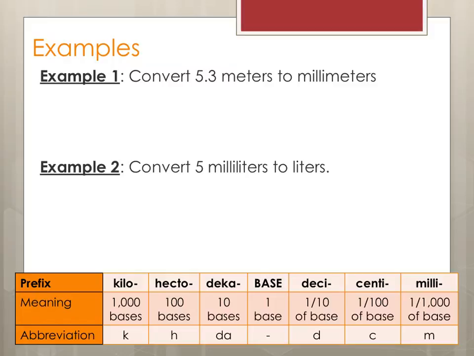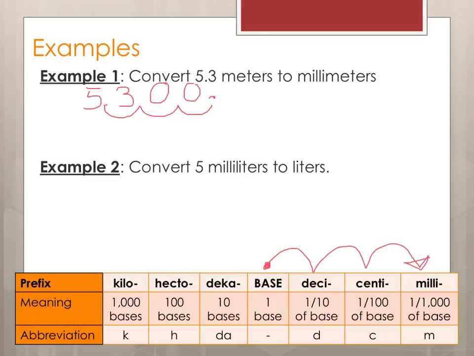Alright, here's some example problems. Our first example is we're going to convert 5.3 meters to millimeters. Okay, so we're going to start here at the base unit, because meters was one of our base units, and we're going to go to milli, so we're moving to the right 1, 2, 3 spaces to the right. Okay, we're going to take our original number, 5.3, and we're going to move the decimal that many spaces in the same direction, so 3 spaces to the right. And that's where our new decimal is going to be. And in those empty spaces, we're going to put 0 placeholders.